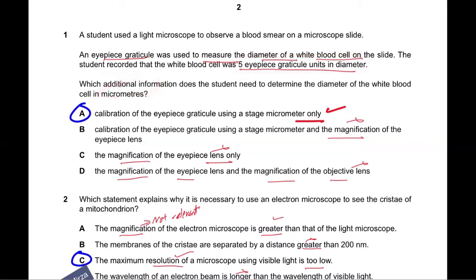We know that the student already is using an eyepiece graticule. So what should the student do? The student should use a micrometer, and using it, the eyepiece graticule should be calibrated. Using that calibration, this is enough to calculate the actual diameter of that white blood cell. Nothing else is required. The magnification of the eyepiece is not relevant here, so that cancels out both options B and C. Again, the magnification of the eyepiece and of the objective is not of any concern, since the student is just using the eyepiece graticule, and it needs to be calibrated at the same magnification at which it was measured.